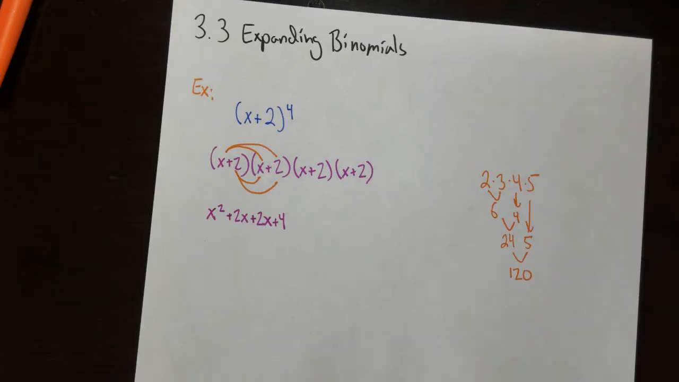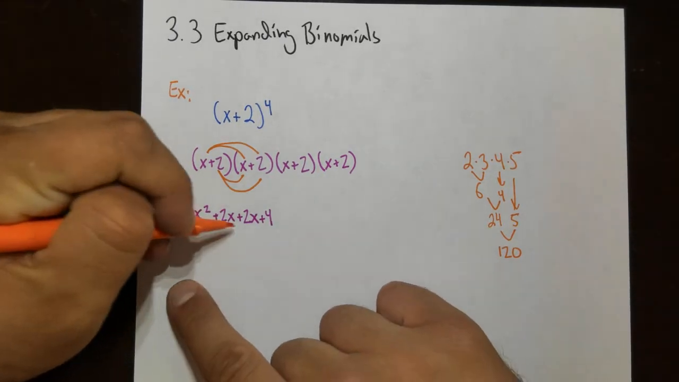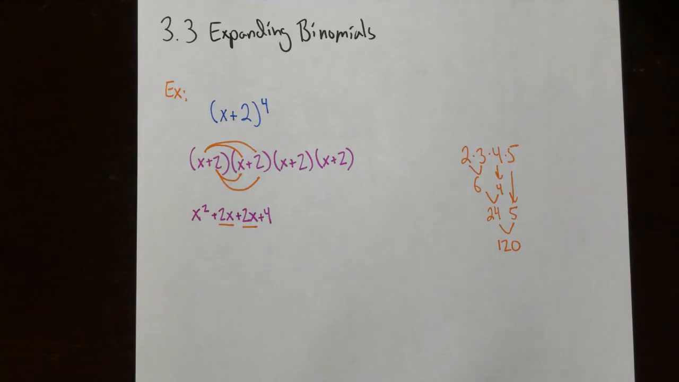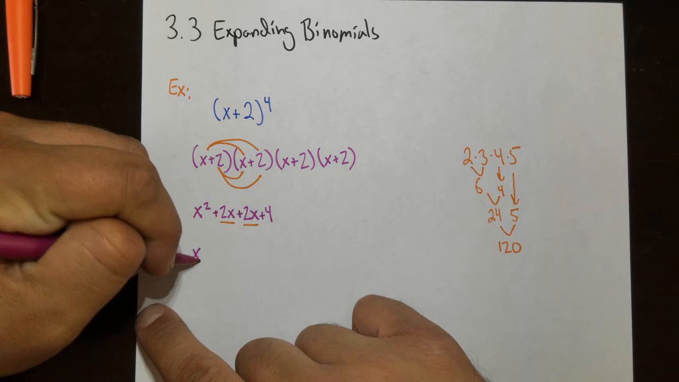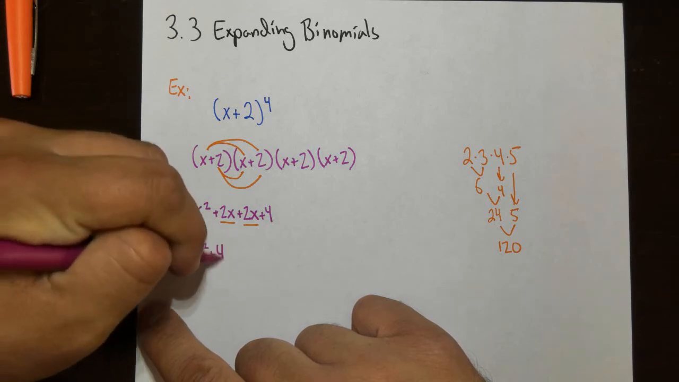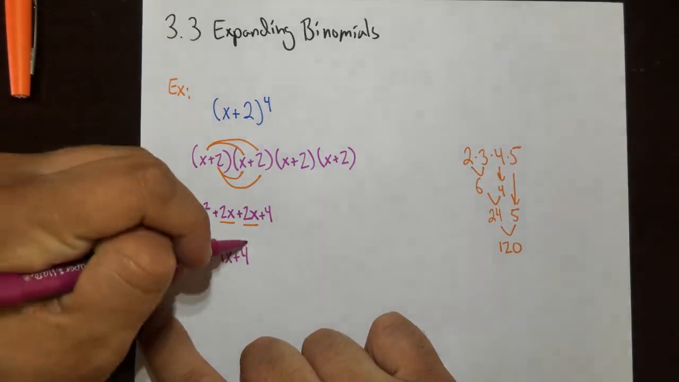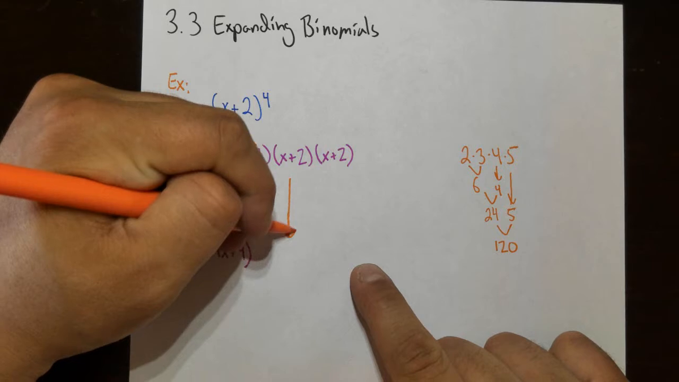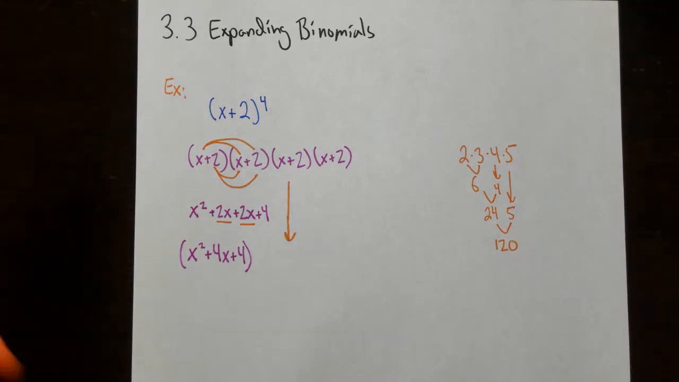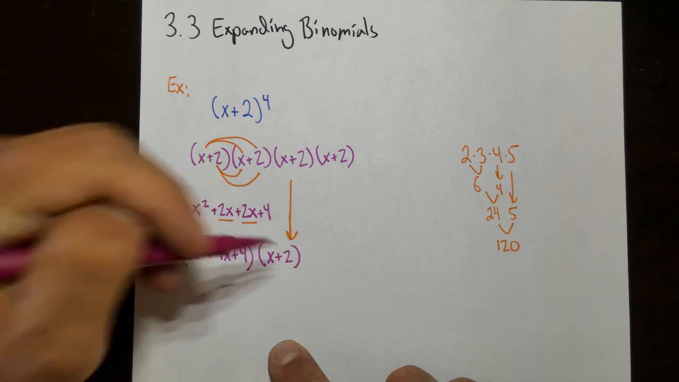Now, before we continue, we want to combine like terms. So notice that we have two terms that have x's in them. There are two linear terms, so let's combine those. And it's going to make our life a lot easier going forward. So we have x squared plus 4x plus 4. So now I want to put that in parentheses, and I'm going to bring down this next factor, x plus 2.